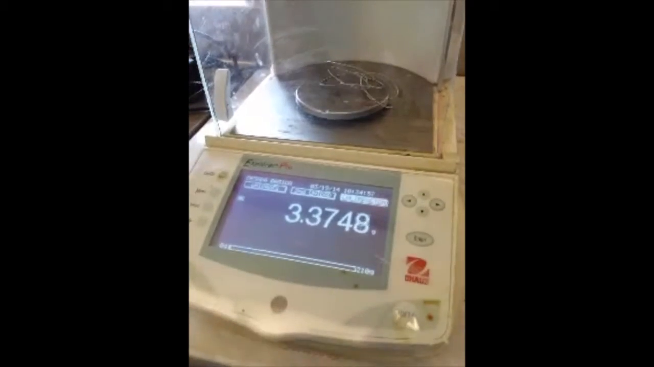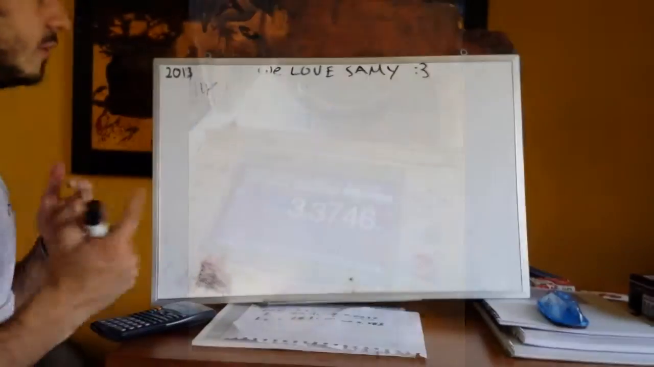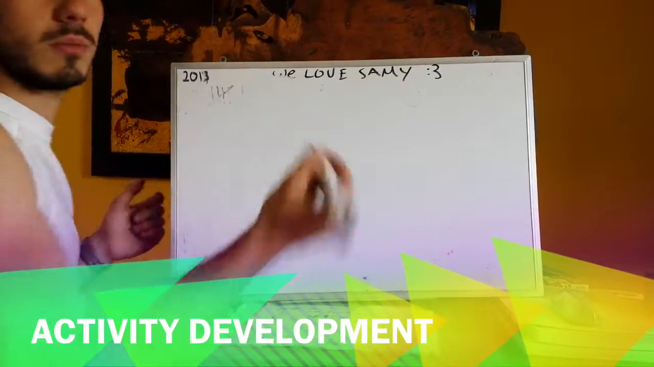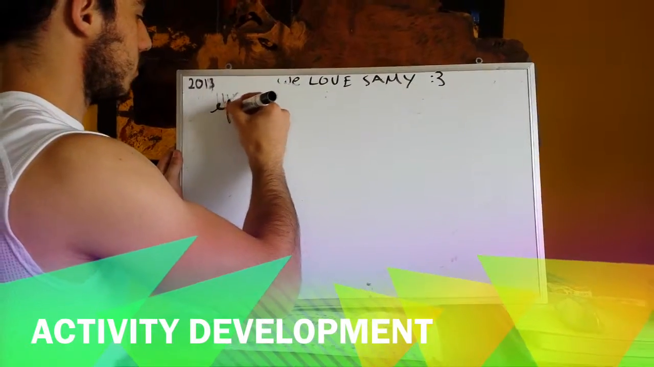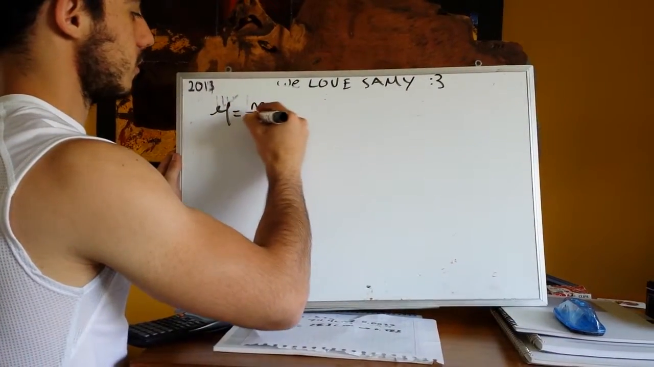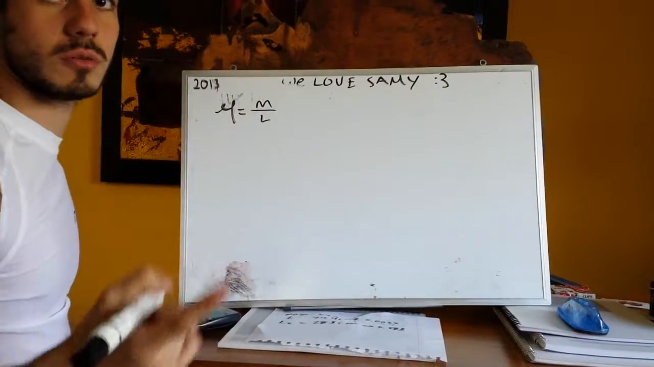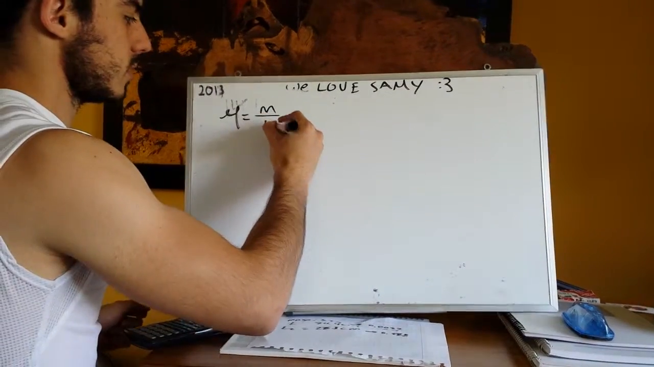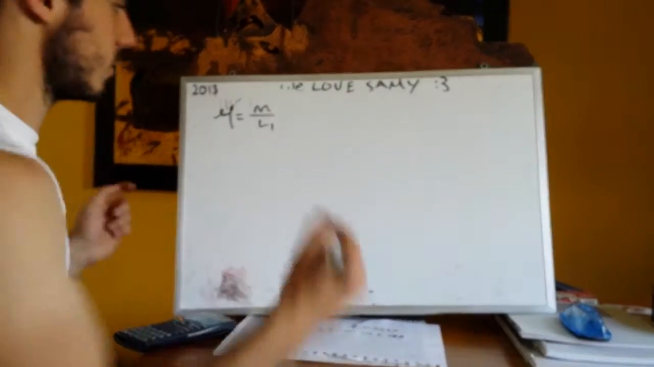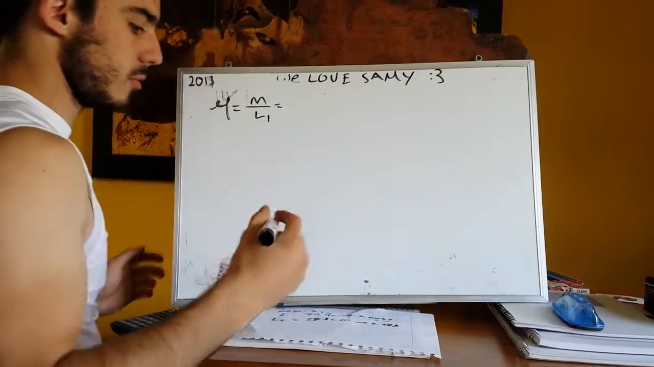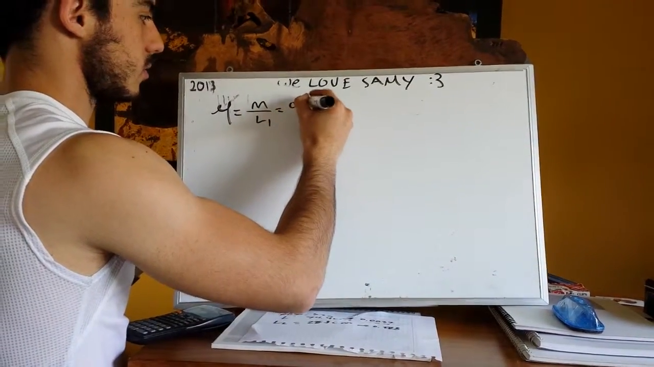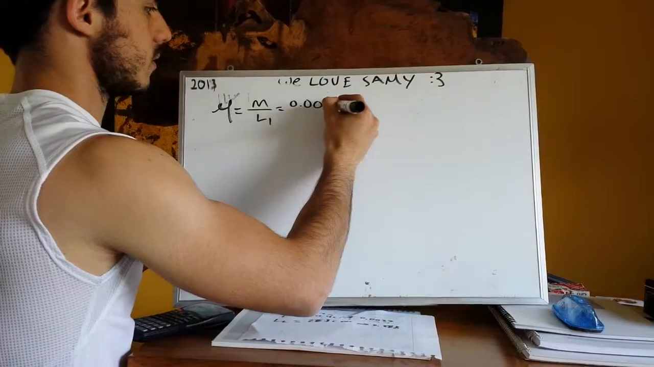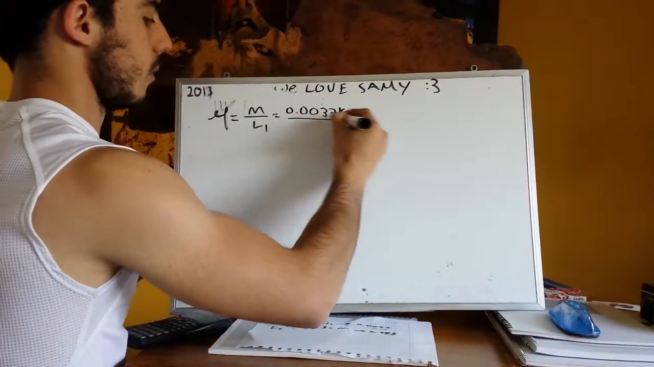3.375 grams. First, we have to estimate the linear density, which will be our mu. Mu is defined as the mass of the string over the length of the string. The length of the string will be our length 1 that we have established previously, that is the total length of the whole string. Our mass we have already estimated that it was 0.0037 kilograms over our length 1.